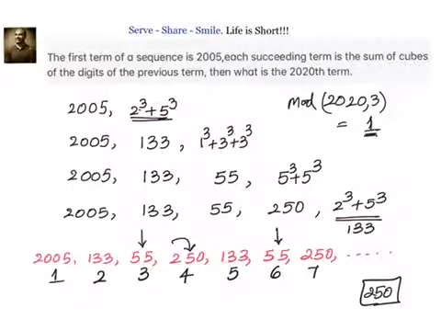Now let's have a look at the positions. First position, second position, third position. We see that the third position is occupied by 55. All multiples of 3 will occupy the position of 55. Now what we have is 2020, which is a multiple of 3 plus 1. The remainder is 1. That means we have to move by one more position. So the value is 250. So the 2020th term value is 250.